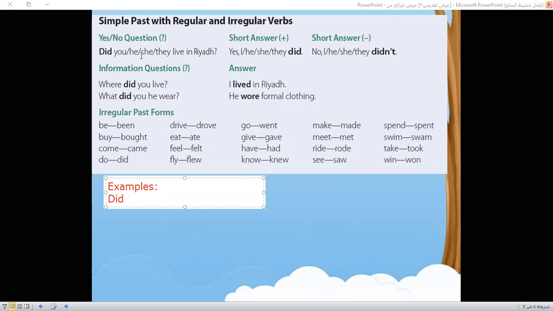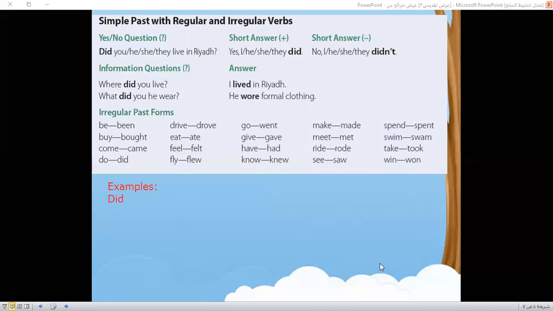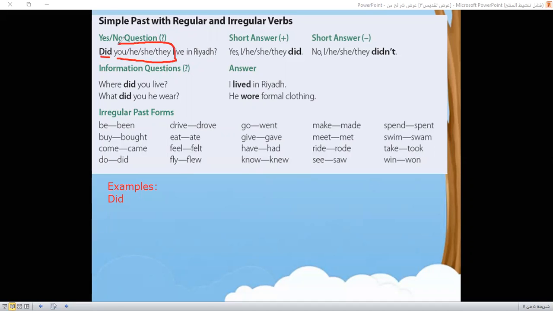Just to help you, remember, Thalith, I need to look here. Just a minute, Rimas. Remember that when I start with did, and then I'm going to have the pronouns, then there is a verb here, which is live. So those are after did. I'm going to write the pronouns, but then I'm going to have the verb.